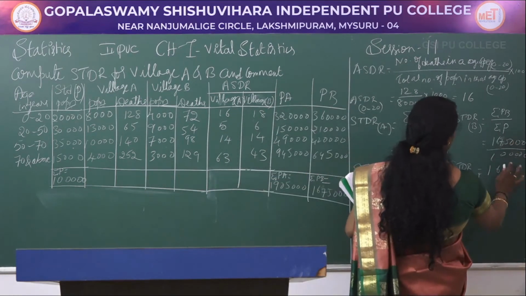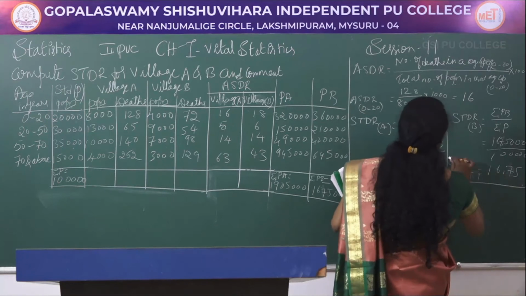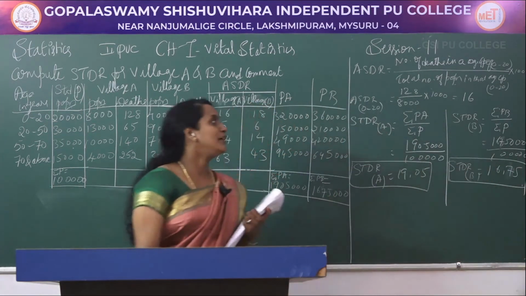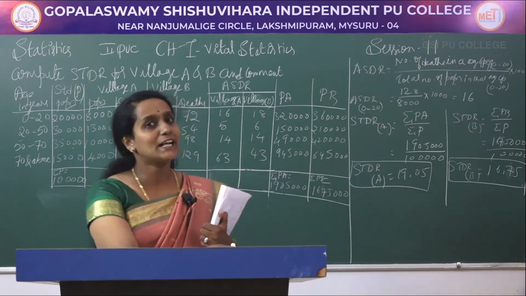Not 35, it is 75. This is for B and this is for town A. After finding this, the last step is we have to write the comment.